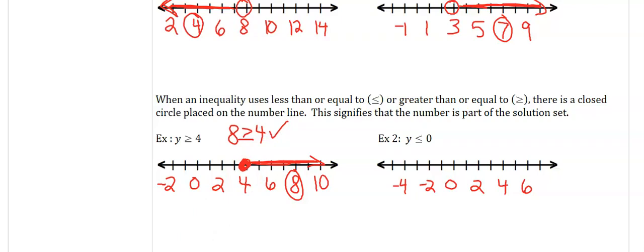For example 2, y is less than or equal to 0. We know we want to shade in our circle at 0. And now since y is less than or equal to, we are shading on the left side. And we can choose a number from that side of the number line and plug it in. So we have negative 2 for y is less than or equal to 0, and that is true.